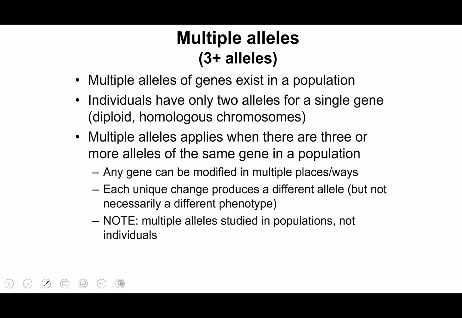Other things that deviate from Mendelian genetics is when we have multiple alleles. So not all systems are just two alleles. There's plenty of traits in which we have a multiple allele system. And even though an individual can only have two alleles for a single gene, there can be multiple alleles in the population that causes lots of different phenotypes.